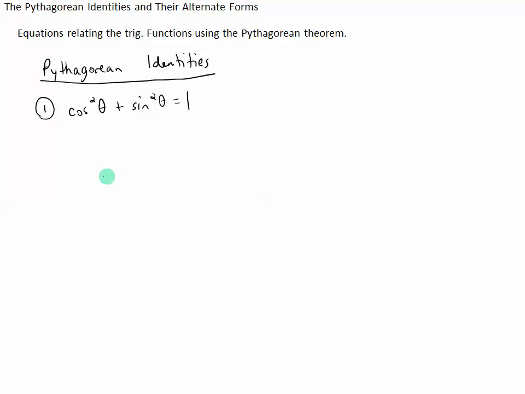Now, let's look at the other two Pythagorean identities. There are 3 of them. The last 2 are based on the first one, and we get the last 2 by dividing both sides by either cosine squared or by sine squared. So for example, if I divide both sides of this equation by cosine squared, this cosine squared becomes a 1. And if I divide the first equation by sine squared on both sides, the sine squared becomes a 1.